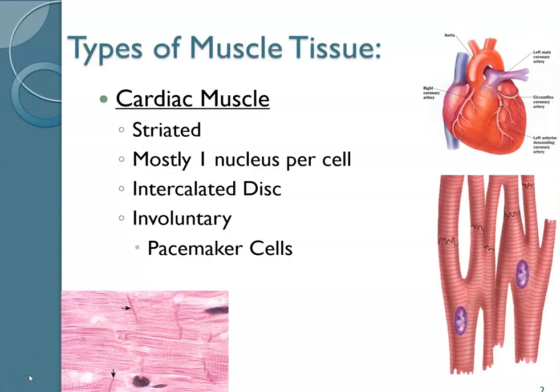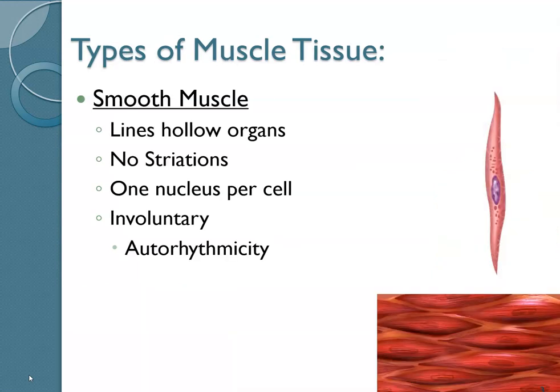So let's take a quick look at the different types of tissue. So it's cardiac, skeletal and smooth. Cardiac is only found in the heart. It is striated. It mostly has one nucleus per cell, sometimes two. It has intercalated discs and it's involuntary, so it has autorhythmicity as well, so that's why the pacemaker cells can pace itself.